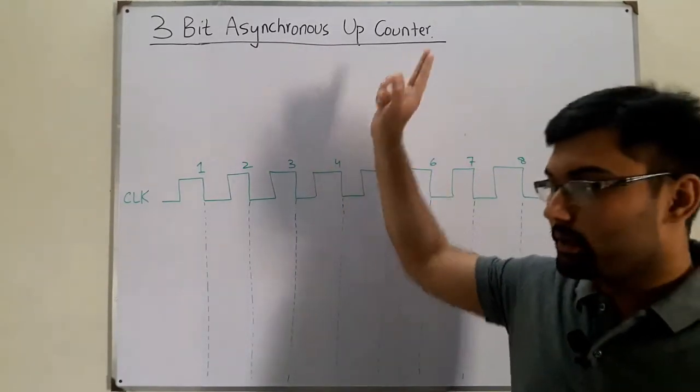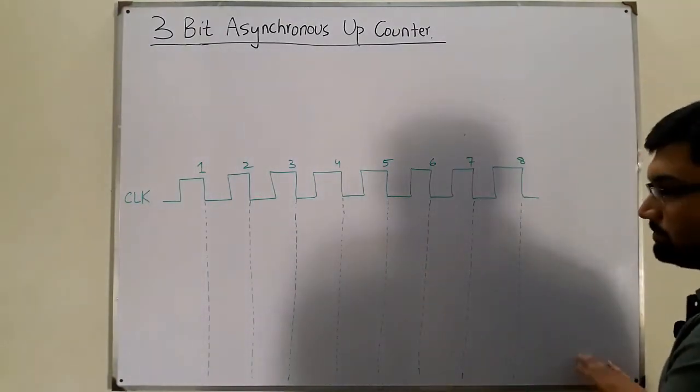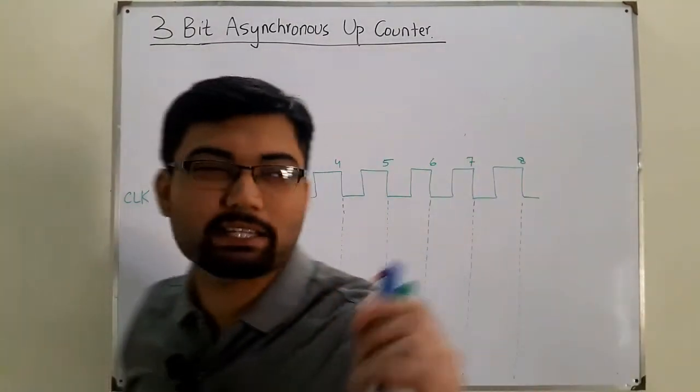Today we see the next counter, that is the 3-bit asynchronous up counter. The 2-bit we've seen in the previous video. This is the clock pulse, you know it. So I've drawn this just to save me a little time.